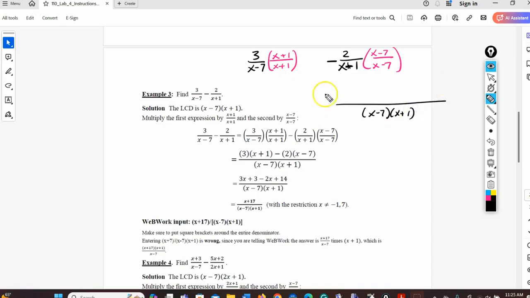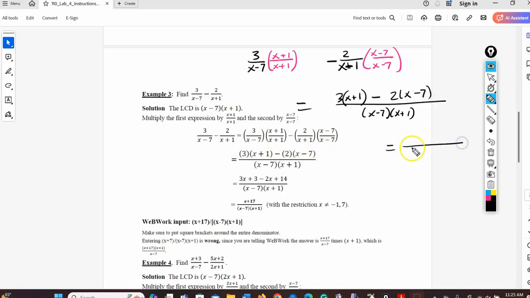And now I can put them together. And what I'm going to get up here is 3 times all of that. So don't write that. That's wrong. It's times all of that. Okay, minus 2 times all of that. Okay, so that's what I've done here.